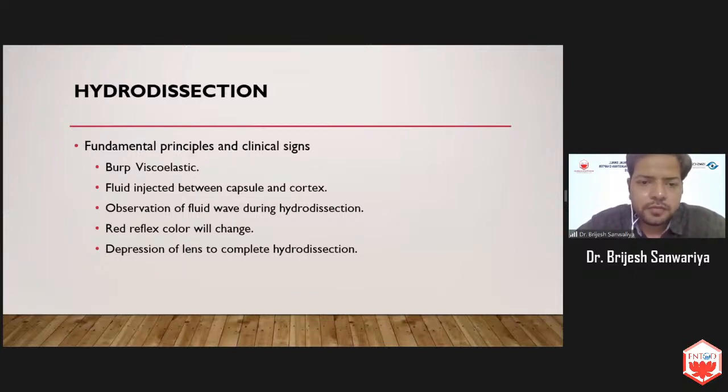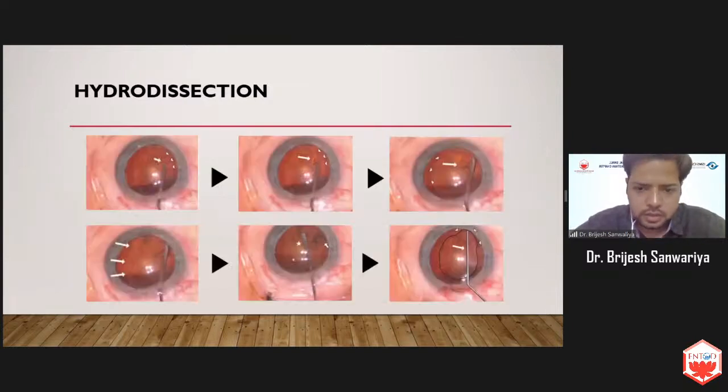We should observe the fluid wave during the hydrodissection. And the red reflex will change after the hydrodissection is completed. And we should always depress the lens to complete the hydrodissection. These are the steps.